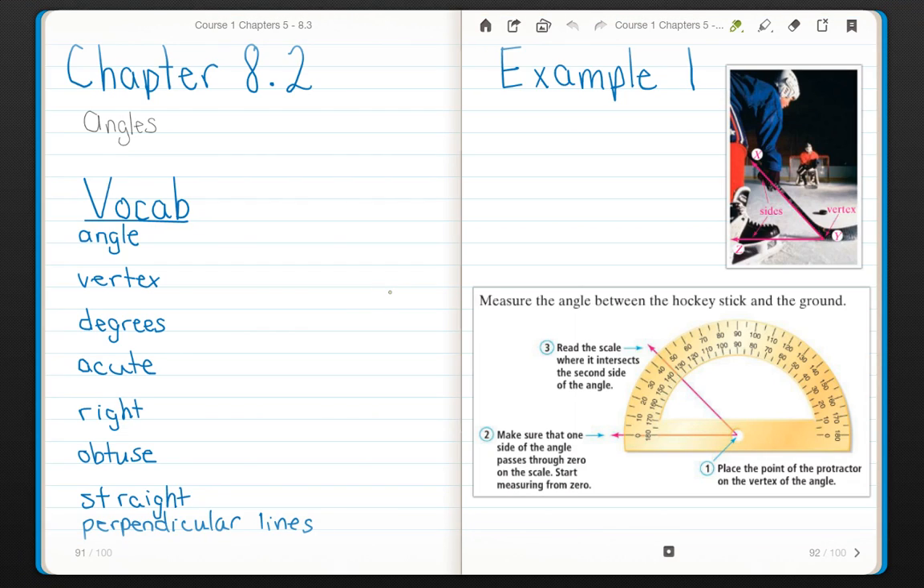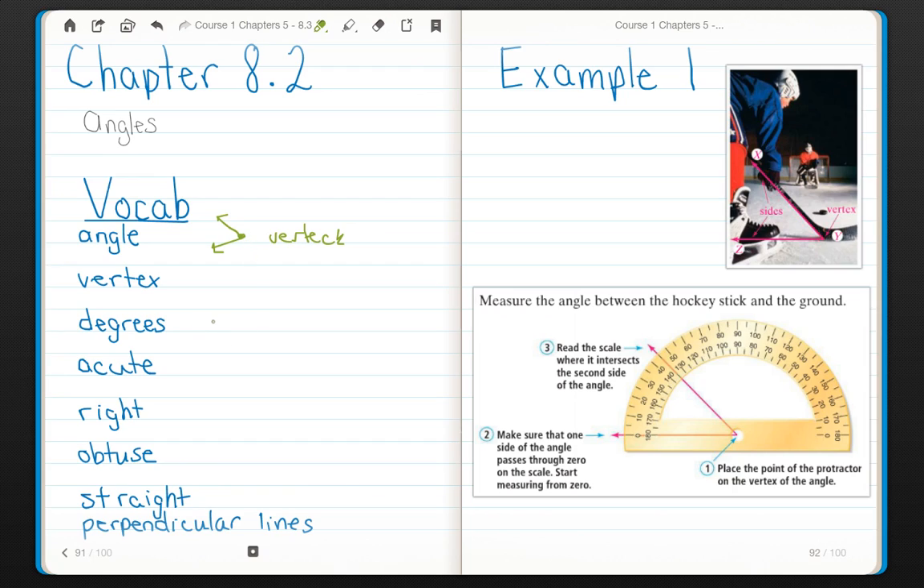Chapter 8.2, Angles. So we have a lot of vocabulary today, some of which is probably familiar to you and some of which may not be. Okay, so we have angle. An angle is created by two rays meeting with a common endpoint. This endpoint is called the vertex. It is the point where two rays meet to form that angle.